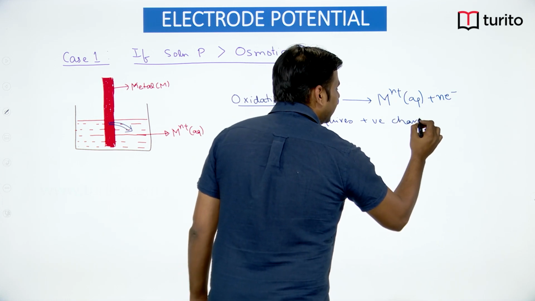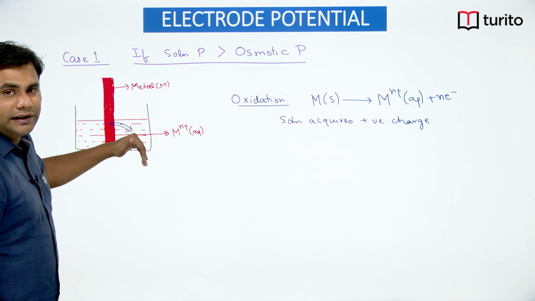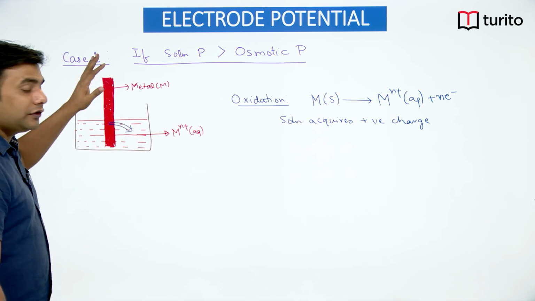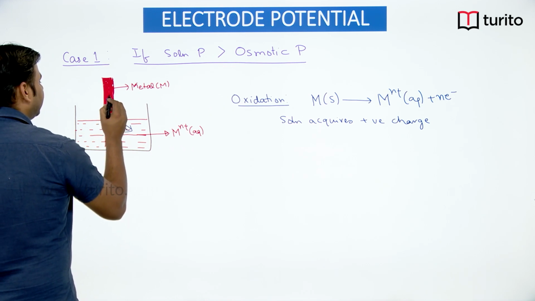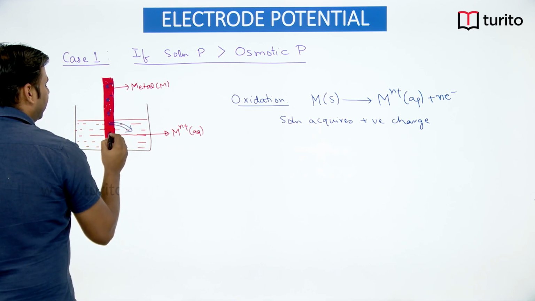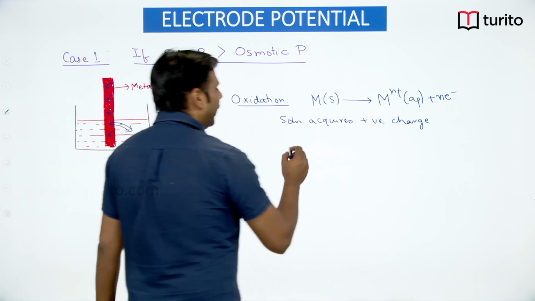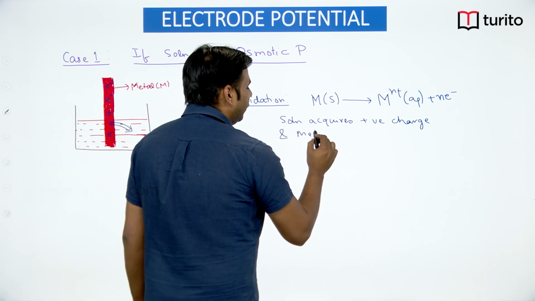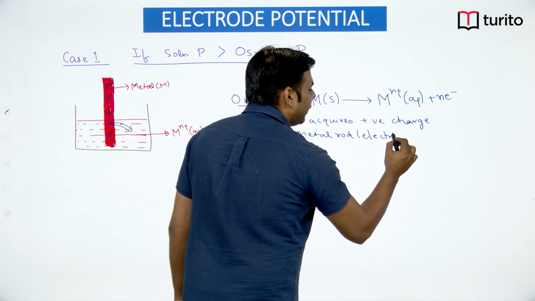Hope this is clear to you. So the metal is getting oxidized, and it is passing as metal ion into the aqueous solution. The electrons which are liberated will remain on the rod itself, so the rod has the negative charge. So the solution acquires positive charge and the metal rod, or the electrode in this case, acquires negative charge.